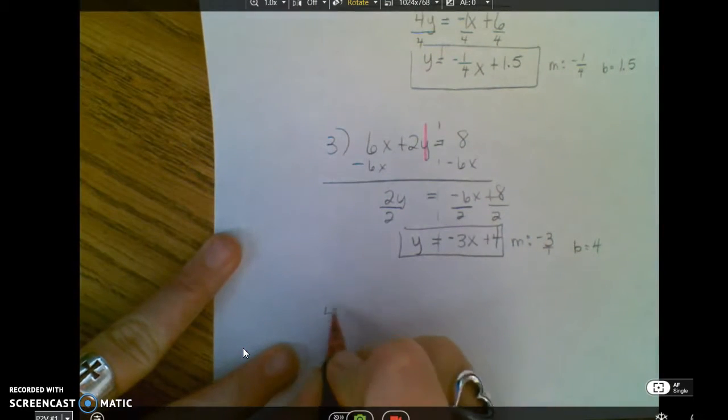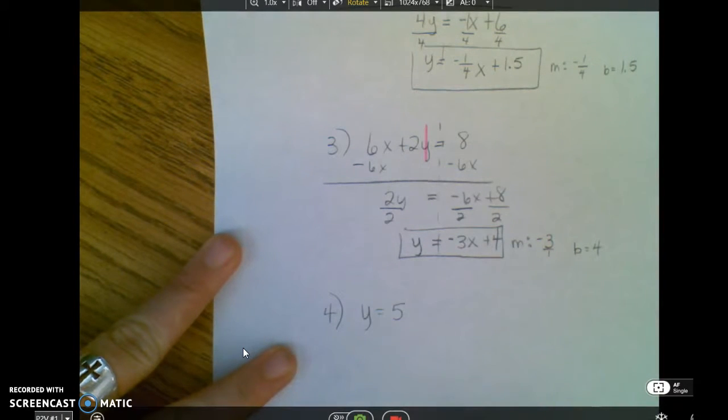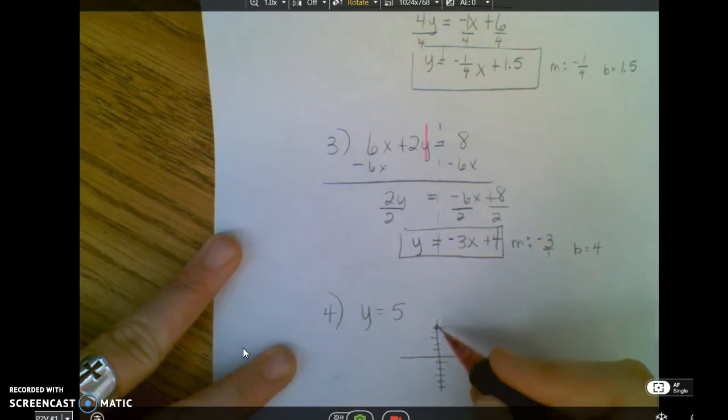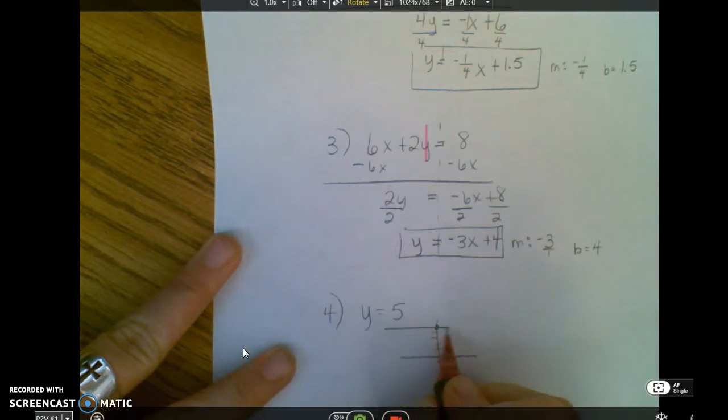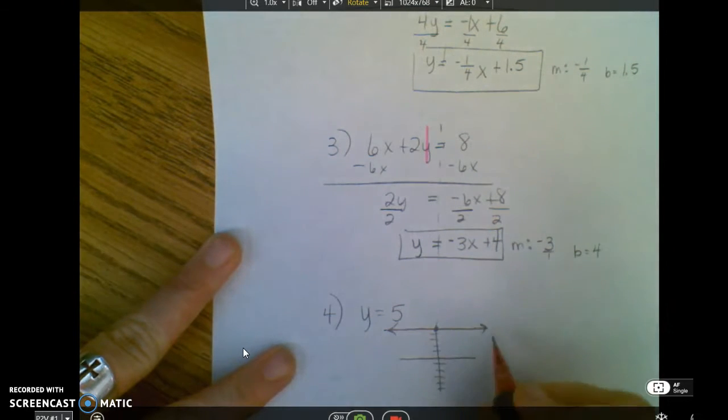Next problem, number 4, y equals 5. Well, notice that I only have one variable and it's already solved for y. When I go to graph this, I know that y has to be 5. 1, 2, 3, 4, 5. Now, if I move up and down, y is not 5 on the y-axis. So I have to go across and hit the y-axis. Now, my slope here, my y-intercept here.